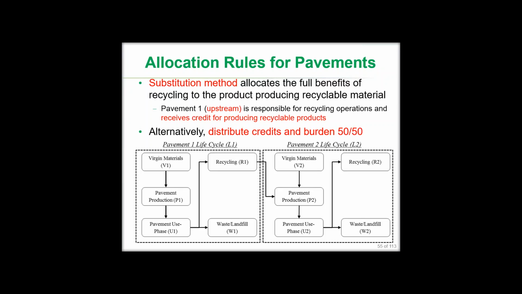So the cutoff method and the substitution method are the two extremes for the allocation rules that we are using. A third option sometimes used is the 50-50 method, in which one half of the benefits of recycling are allocated to the pavement using recycled materials, and the other half are allocated to the pavement producing the recyclable materials. And I think the schematics that we have here in front of you on the screen illustrate this very clearly.